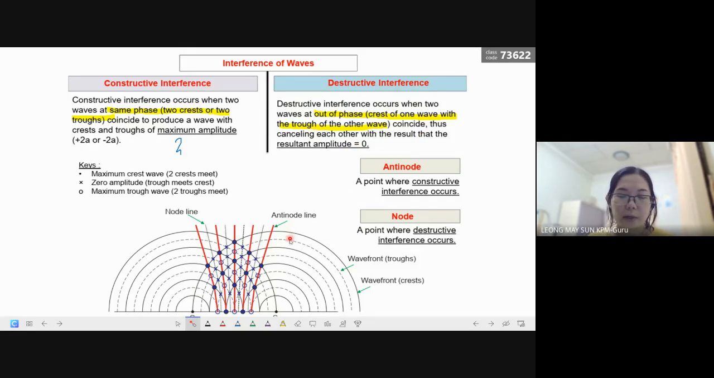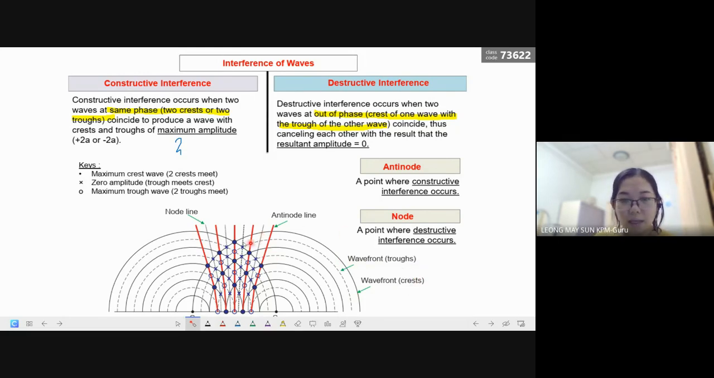Now, an example for it here. There is a source, located here. You have the actual PowerPoint slide, so you will be able to see that clearly. Over here, the solid line represents the crest. Wave fronts, solid line, represents the crest. The dotted line represents the trough. Please do take note.